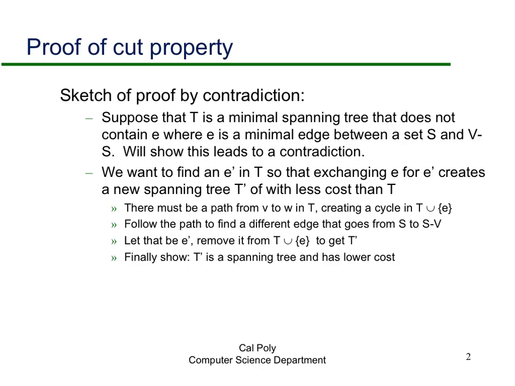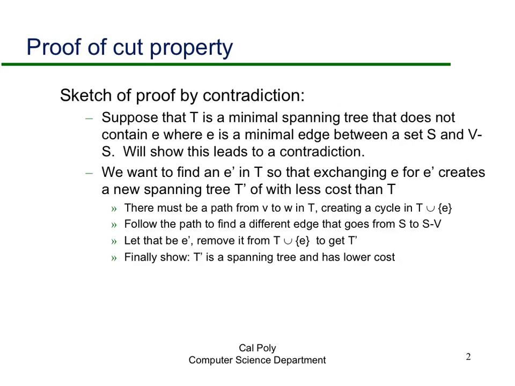We're assuming two things here: that we have a minimal spanning tree and it does not contain e, where e is a minimal edge between these two sets. What we're going to do is find that these two things just can't both be true. They're going to lead to a contradiction. So how do we do that? Well, we want to find an e prime in T, refer back to the last slide, so that exchanging e for e prime creates a new spanning tree, T prime, with less cost than T. Okay, so how do we do that?